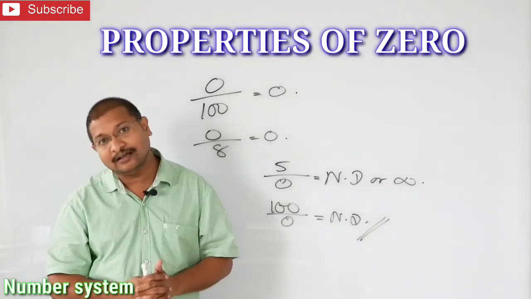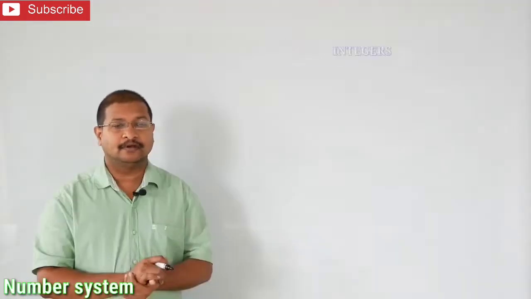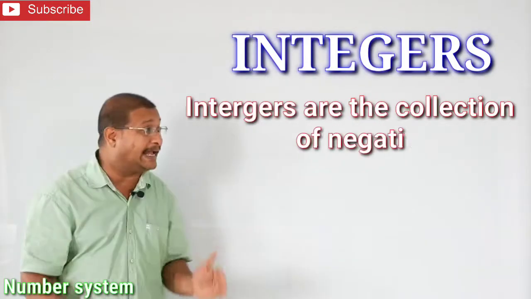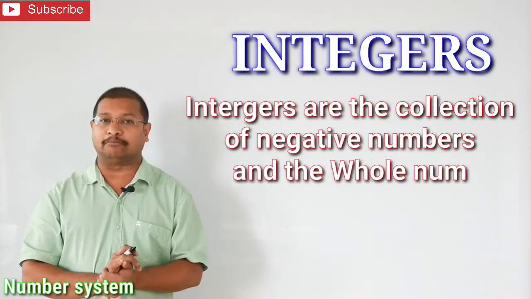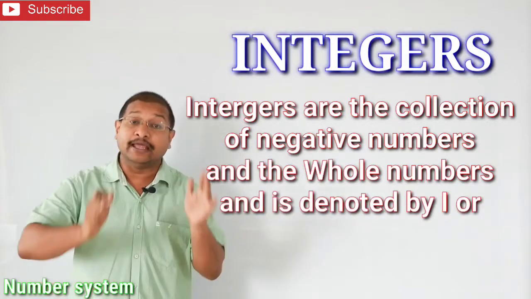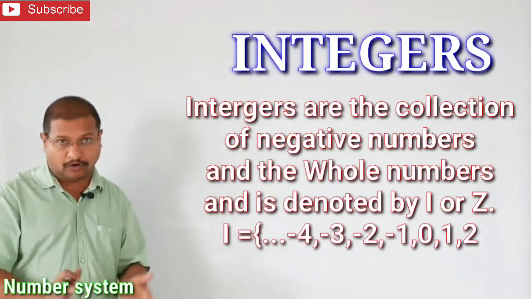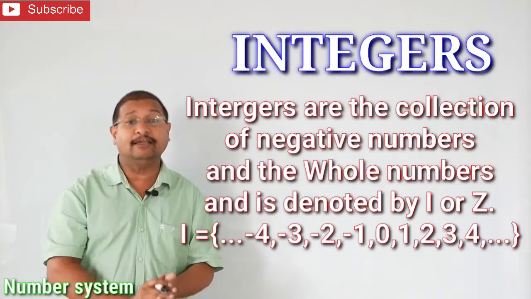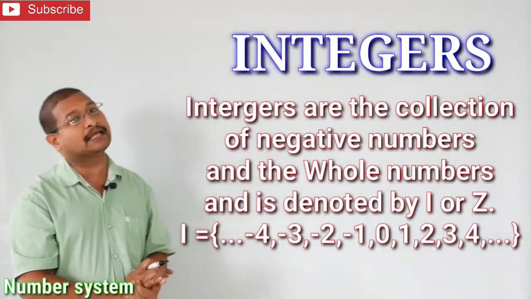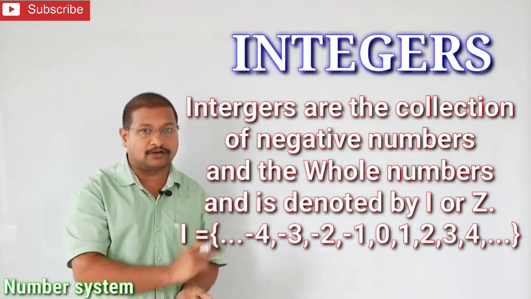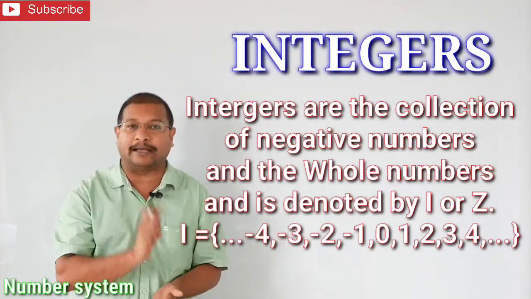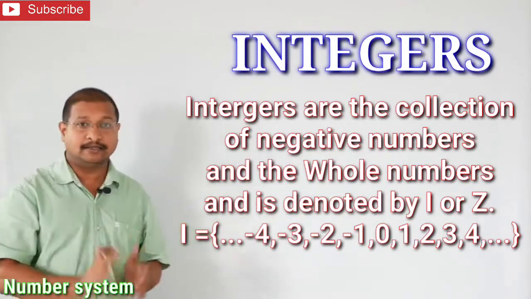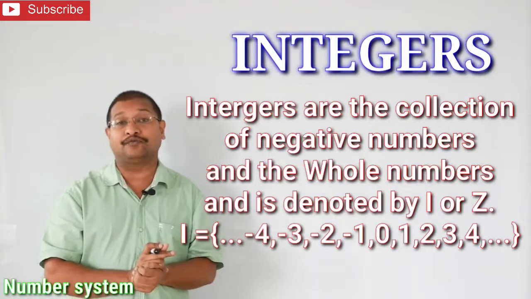Let's go to the next part. Let's see now integers. Integers are the collection of negative numbers and whole numbers all together, and is denoted by capital letter I or capital letter Z. That means I equals set etc., -3, -2, -1, 0, 1, 2, 3, 4, etc. This is the collection of integers.